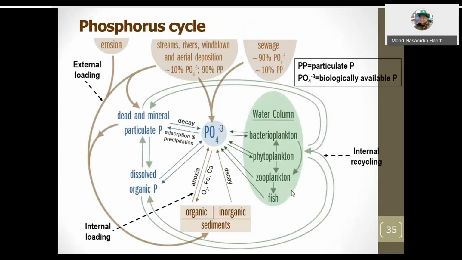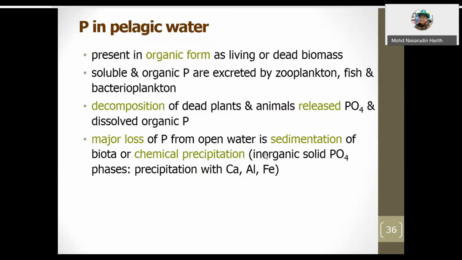This is the phosphorus cycle in the most comprehensive figure. As you can see here, there is biologically available phosphorus, also known as orthophosphate, which is heavily used by various organisms and many processes. Phosphorus can be found in organic form as living or dead biomass. Soluble and organic phosphorus are excreted by zooplankton, fish and bacterioplankton. Decomposition of dead plants and animals releases phosphate and dissolved organic phosphorus. The major loss of phosphorus from open water is sedimentation of biota or chemical precipitation.